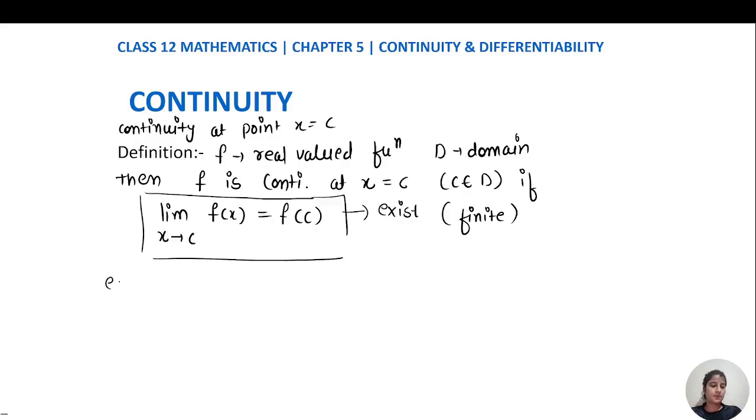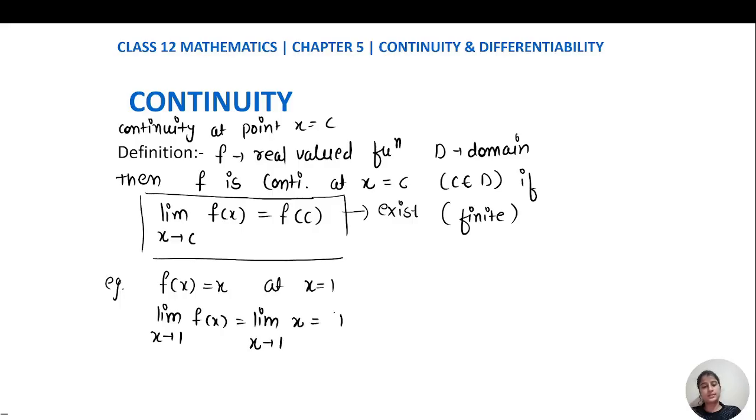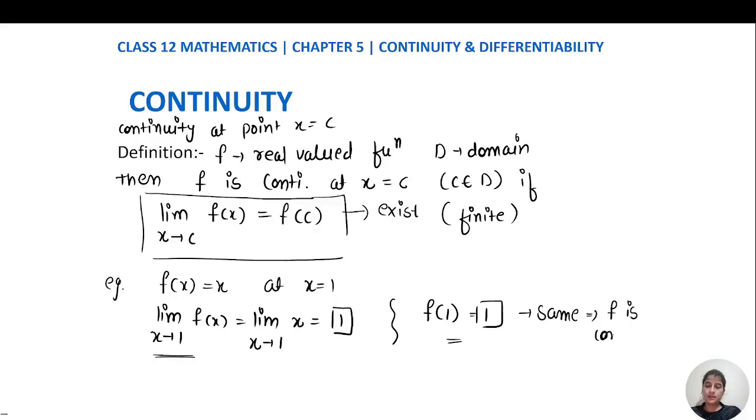Now let's take an example. For example, take the function f(x) equals x, at x equals 1. Then the limit as x tends to 1 of f(x), which is nothing but the limit as x tends to 1 of x, is 1, and our function value f(1) is also 1. So the limit value and the function value are the same, and our function f is continuous at x equals 1.